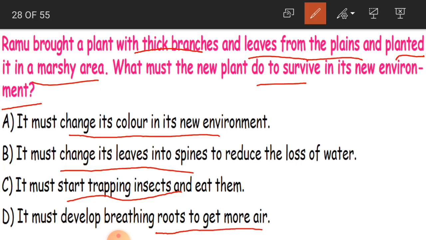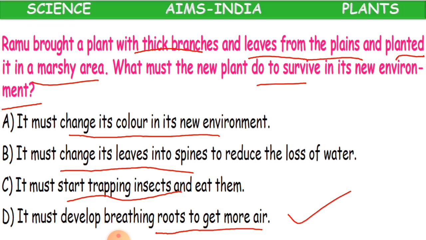Yes, children, because as we learned, marshy area plants have got breathing roots. Why? Because to get more air. So as this plant also has been planted here, for its survival, it must develop breathing roots to get more air. So D is the correct option.